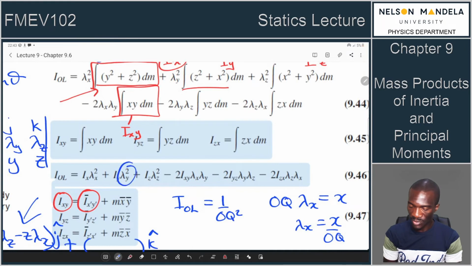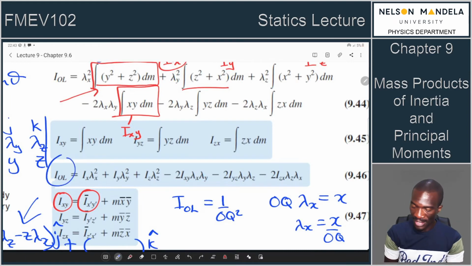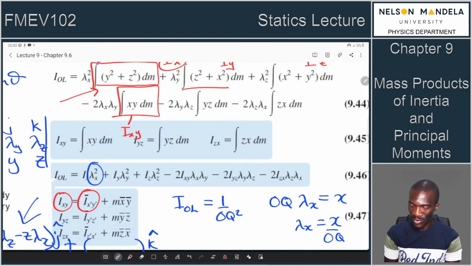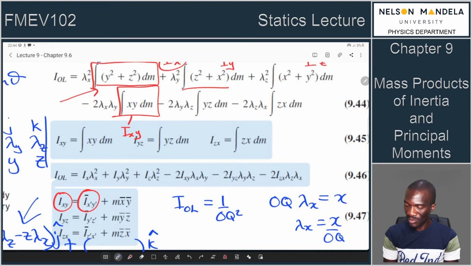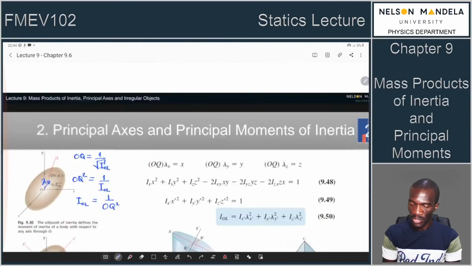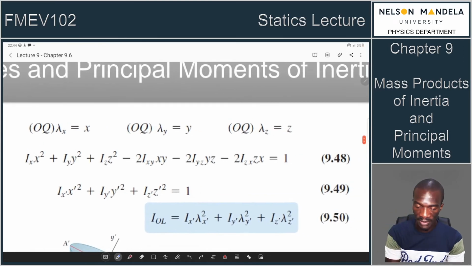If we look at lambda x squared, for example, that would be x squared over the OQ squared. How about lambda y squared? It will be y squared over the OQ squared, and so on and so forth. On the left hand side we have IOL, which is 1 over OQ squared. Since this lambda is squared, on the right hand side all our OQ squareds are at the denominator, the same as the left hand side. So on the left hand side we remain with a 1, and on the right hand side we remain with terms in x, y, and z. The equation that we had before is now written in terms of x, y, and z.